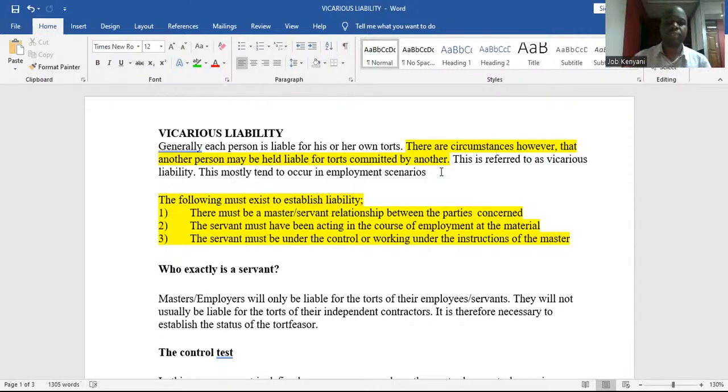So the following key elements must exist: master-servant relationship. The servant must have been acting in the course of employment. The servant must be under the control or working under the instructions of the master. So long as they did this wrong while they were under the instructions or control of the master, then the master is the one who's going to be held vicariously liable. So I think that is what we mean by vicarious liability.